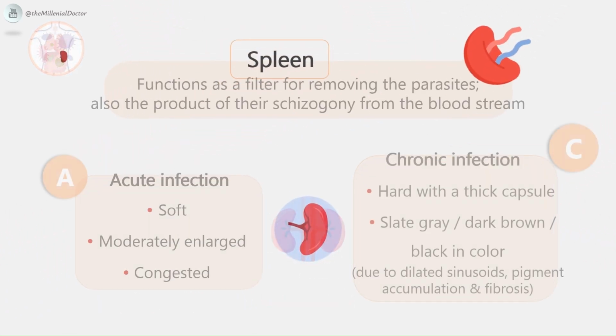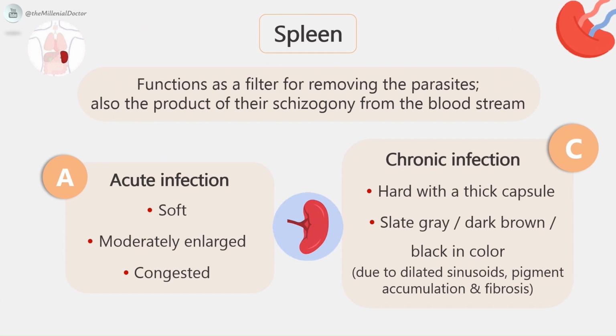First, the spleen. The spleen functions in malaria as a filter for removing the parasites as well as the product of their schizogony from the bloodstream. The parasites are found in abundance in all stages of development, that is erythrocytic schizogony and gametogony, in the spleen in all forms of malaria, particularly falciparum malaria. Malarial parasites and hematin pigments are actively phagocytosed in the spleen by macrophages, mainly by the cells of Billroth cords, that is the red pulp.